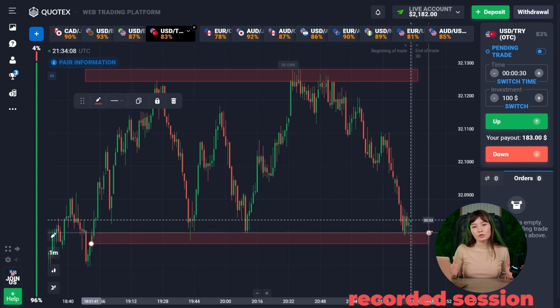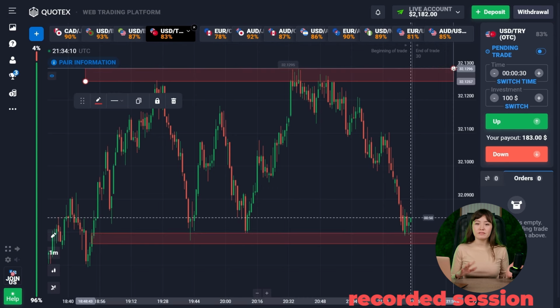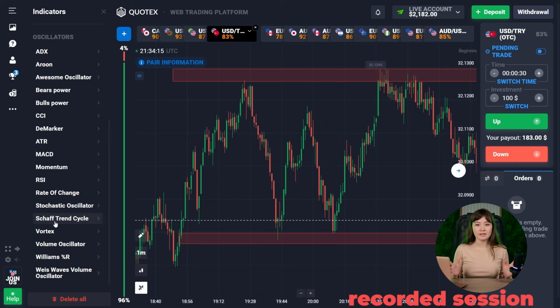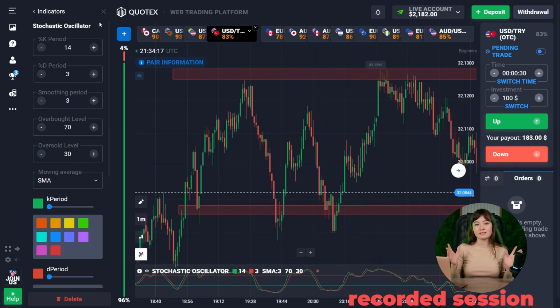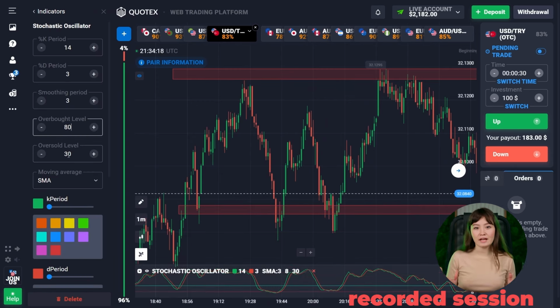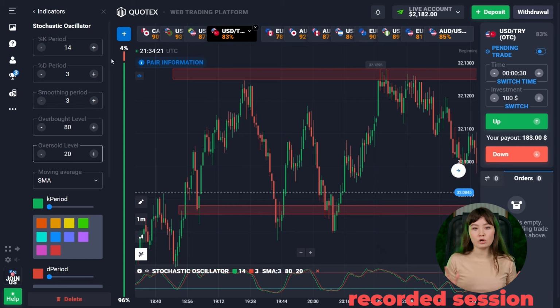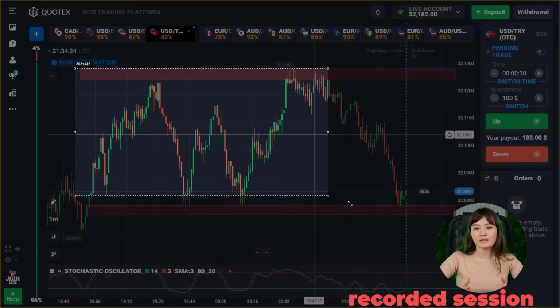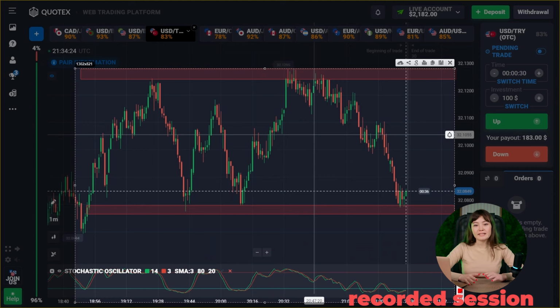And in scalping, you don't need much time. 15 to 30 seconds is enough. The second tool that pairs well with levels is the stochastic indicator. It shows overbought and oversold zones. But it's not advisable to rely solely on it. Use the indicator in conjunction with levels.